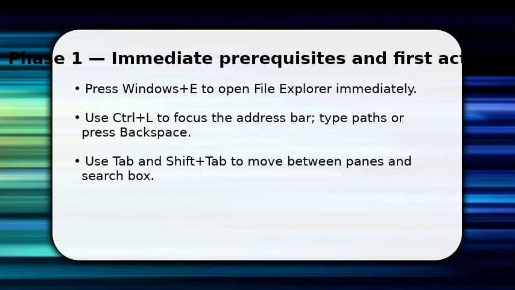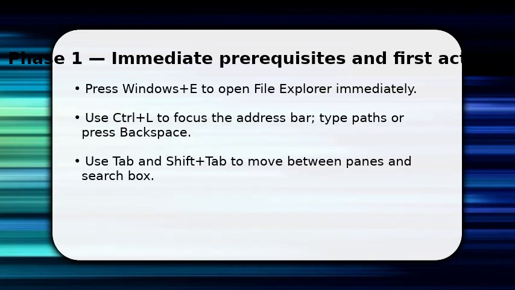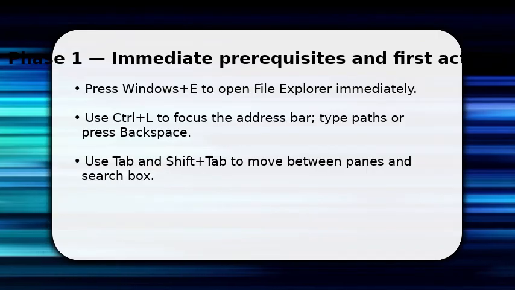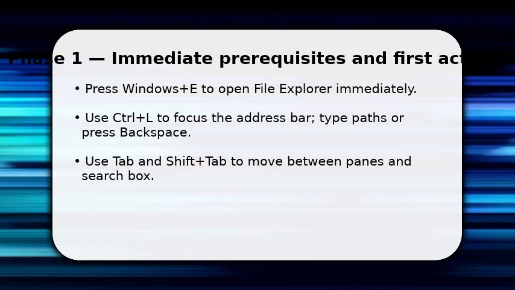You begin by launching File Explorer with Windows plus E. This puts you in control instantly. Once open, press Ctrl plus L to focus the address bar so you can type a path or paste one, and hit Enter. Make sure to use Tab and Shift plus Tab to cycle focus between navigation pane, file list, and search box. You'll want to lock focus where you need it. That speeds typing, selection, and subsequent shortcuts such as Alt plus D or F6.